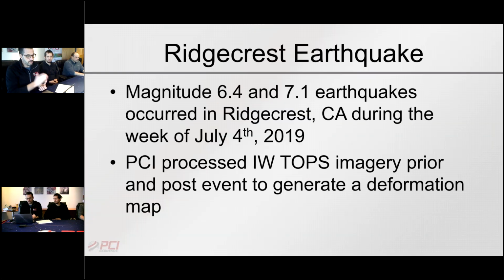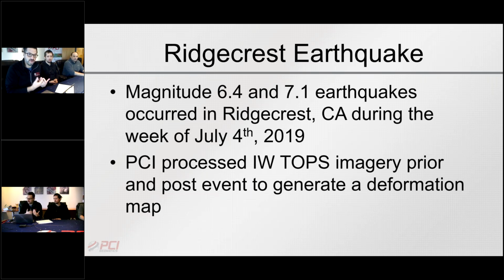So there was an earthquake that occurred over Ridgecrest. Luckily, it's in a mostly not very populated area, so nobody was really harmed. There was damage to property, but basically there was a magnitude 6.4 earthquake on July 4th, and then there was an aftershock on July 5th of 7.1, which was bigger than the original earthquake.